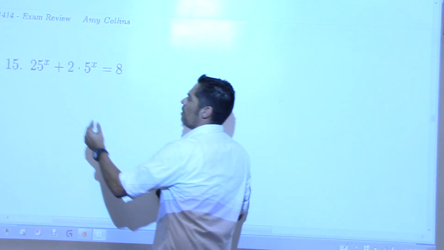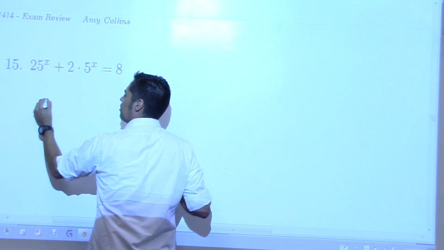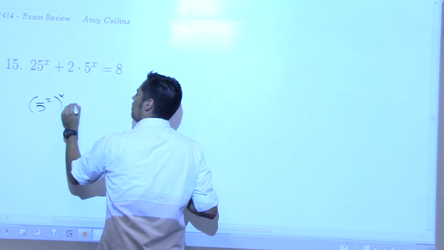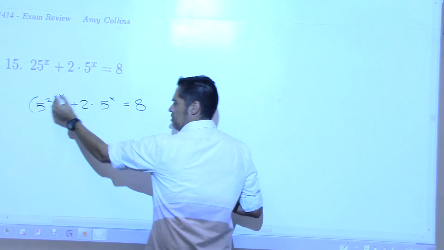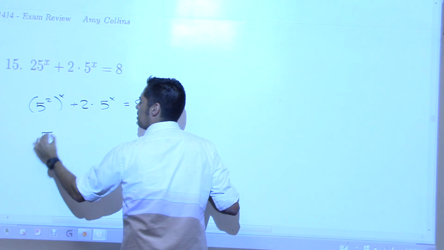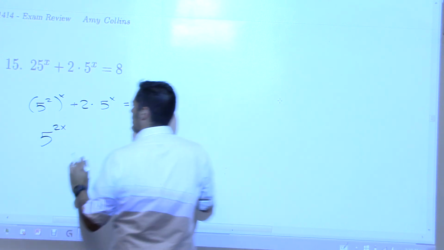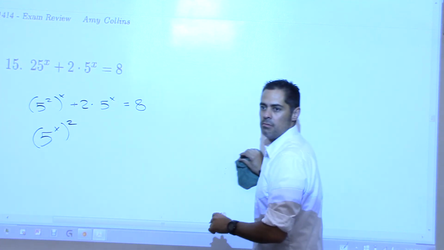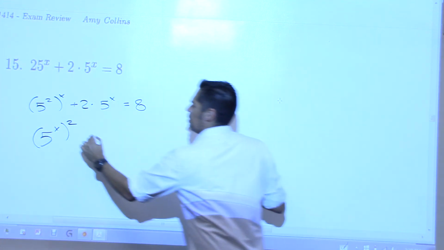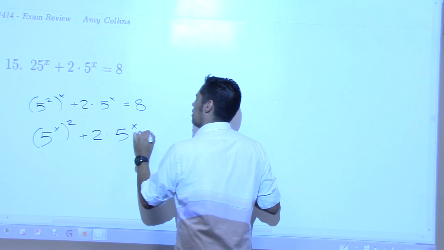All right, let's see how much further this goes. It's all the way to 25. This one would be a u-sub, you said. Because you would rewrite 25 as 5 squared to the x, plus 2 times 5 to the x equals 8. Or better yet, 5 to the x, squared. There you go. Plus 2 times 5 to the x equals 8.